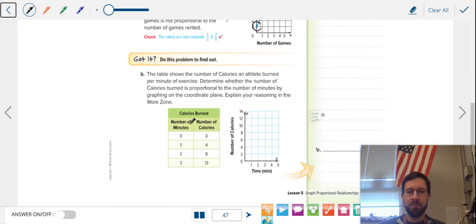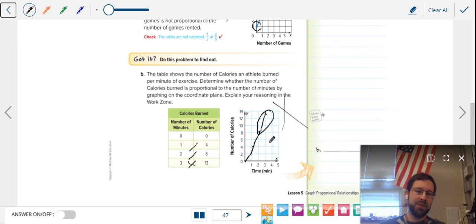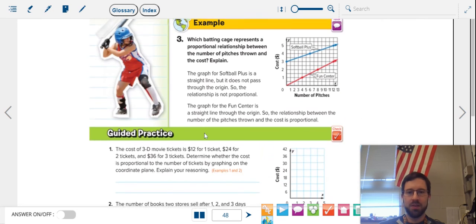So let's take a look at this one. 0, 0, 1, 4, looks good so far. 2, 8, still good. 3, 13, however, throws the curve a little bit. If you look here, it's good, and then it kind of sharpens a little bit. So right here is a little bit of an issue. So this is not proportional. If you go back to the previous lesson, you could show this fraction is good, this fraction is good, this fraction is not good. Okay. So if you're not sure, if the graph is a little bit funky, just double check the ratios. Make sure that they line up.